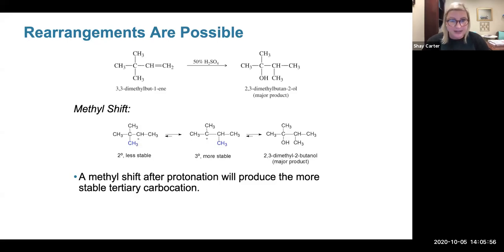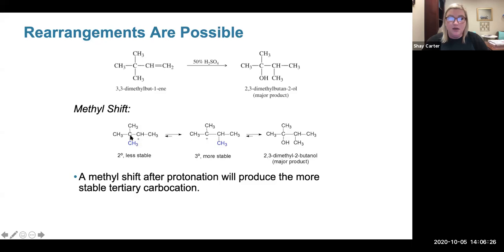So let's look at this example here. Here we've generated a secondary carbocation. So what we're going to do to look out for methyl shifts is we're going to look to the right. That's a primary carbon. It's not any more stable. But then if we look to the left, holy smokes, there's a tertiary. That's actually a tertiary carbon. Actually, yeah, a quaternary carbon.